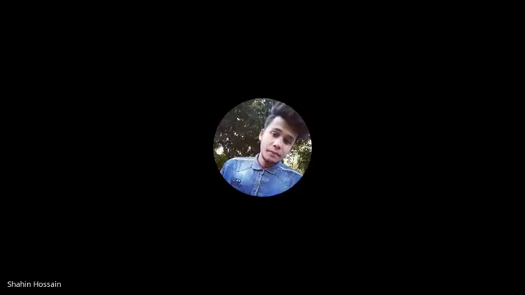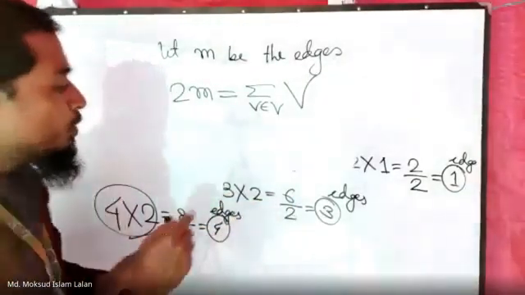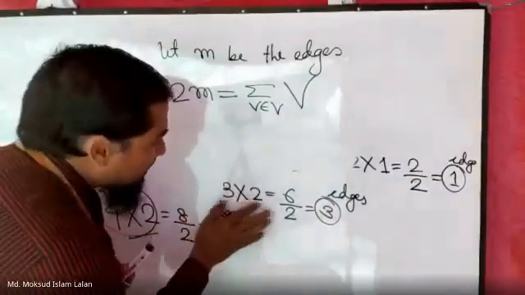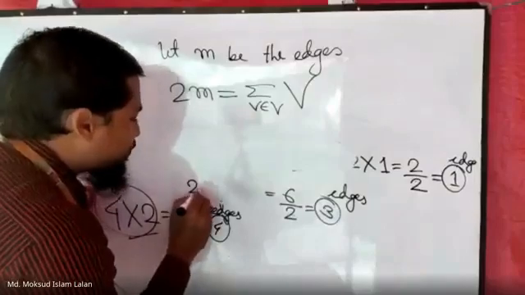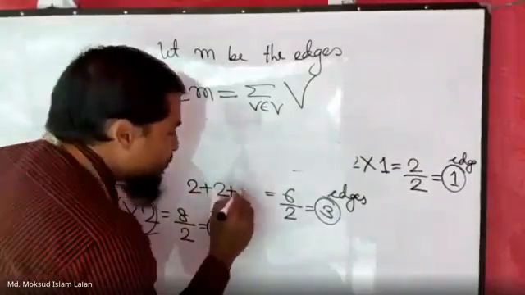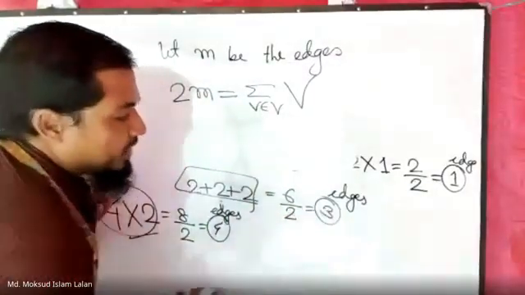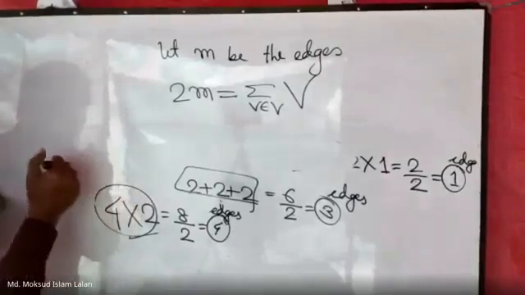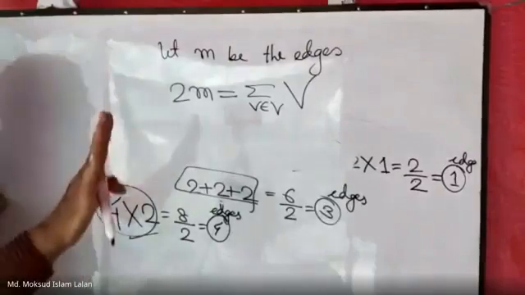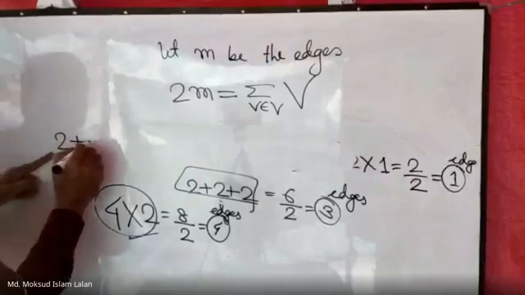Sir, please say it once again. Shahin, just analyze this one. How can you write this? What have you written? 3 times 2, right? What does 3 times 2 mean? Degree of each vertex is 2. You are writing twice 2 times 3. Do you understand? So this 4 means 4 is the vertex. So there are 4 vertex, each vertex degree is 2. So 2, 2, first vertex degree 2, second 8.